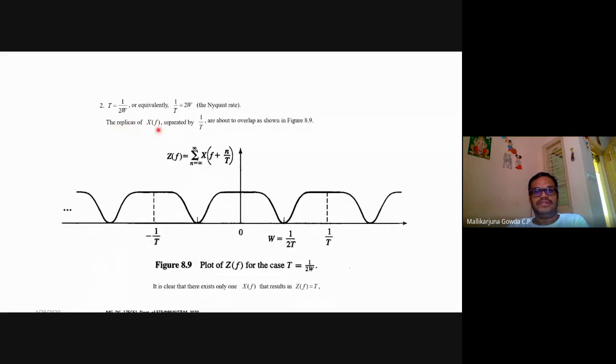Replicas of X(f) means I said this is my X(f), and this X(f) repeats as a replica, separated by 1/T. They are about to overlap, just edging. So this will ensure that there exists one X(f) that results in this Z(f) equal to T.